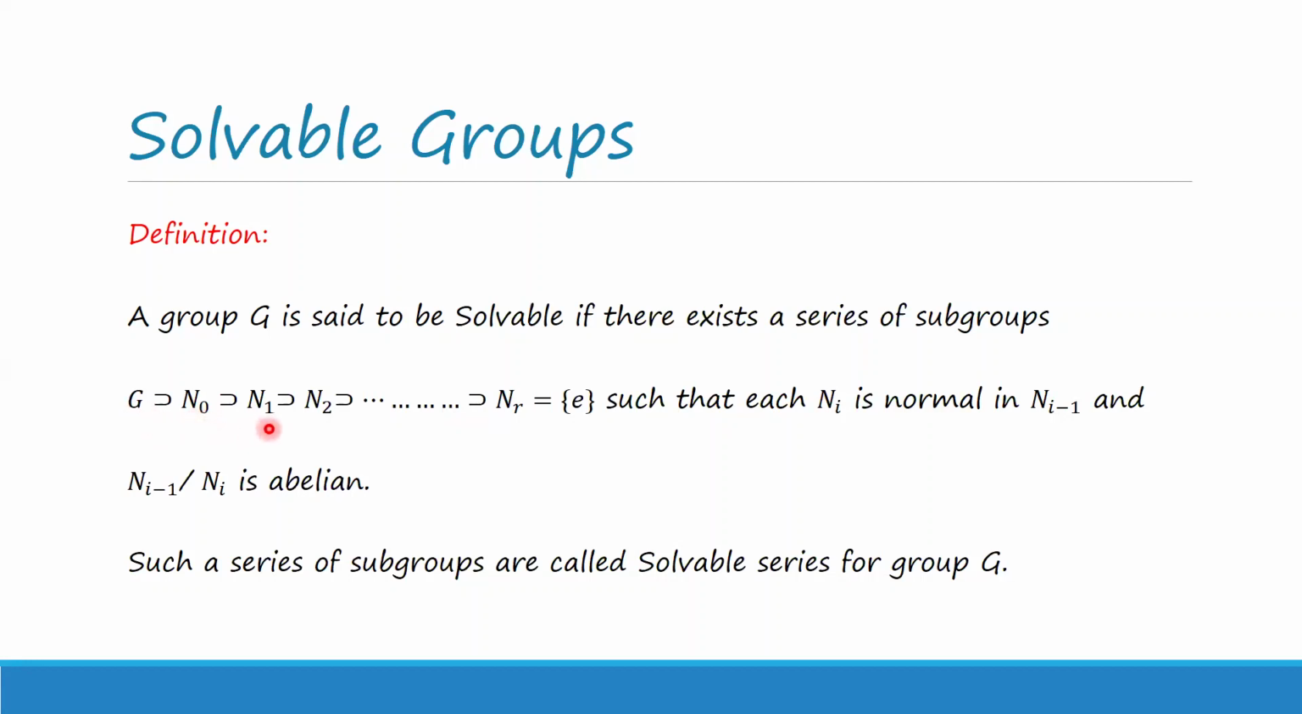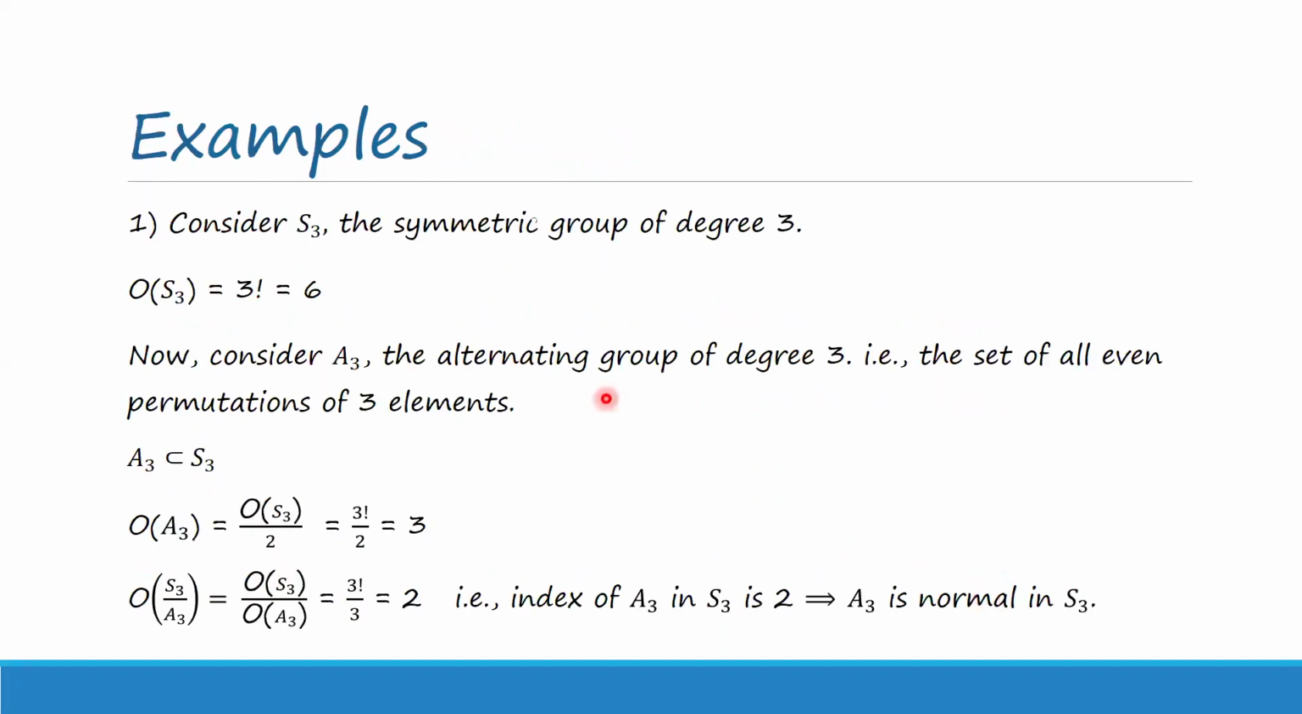N0 by N1 must be abelian. N1 by N2 must be abelian. So likewise, all the quotient groups here must be abelian in this series. Such a series of subgroups is called a solvable series for the group G. Hope everybody followed this. Now let us consider a few examples.